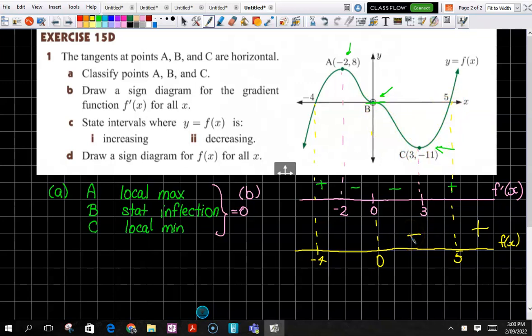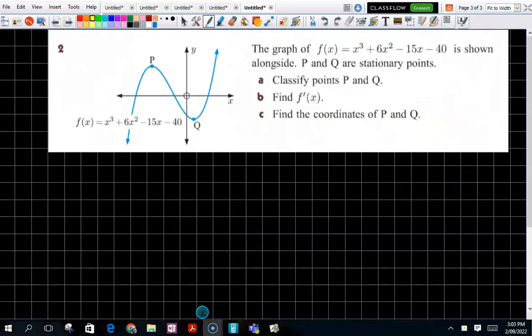So it's really important that you know what these sign diagrams represent. Between minus 4 and 0, it's above, and then it's below. And then year 12s will also have to draw a sign diagram for their second derivative, but we don't know that just yet.